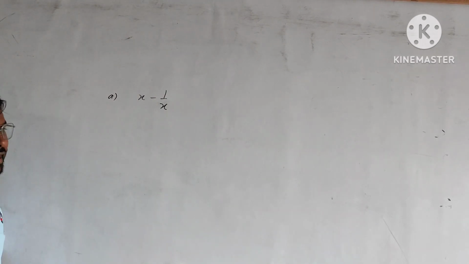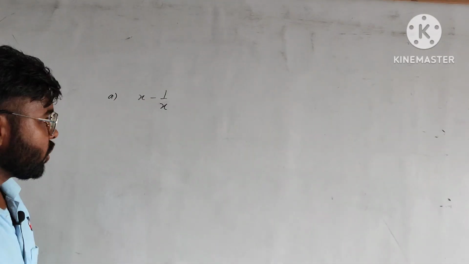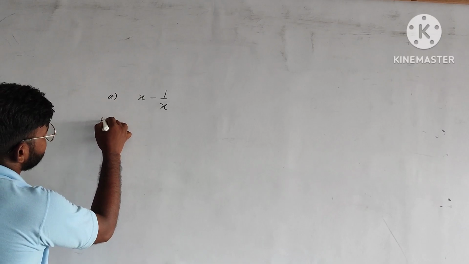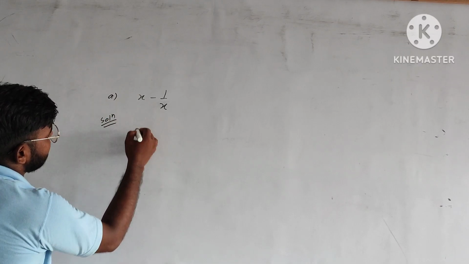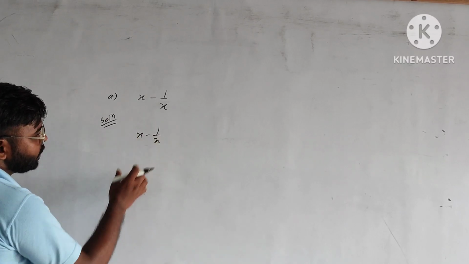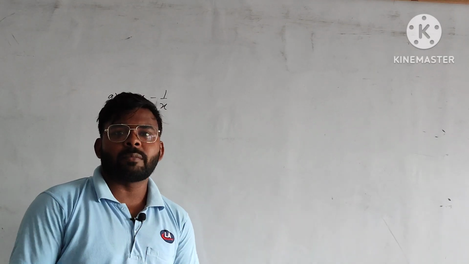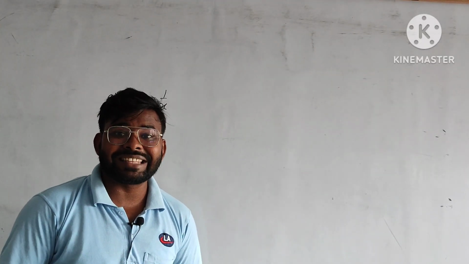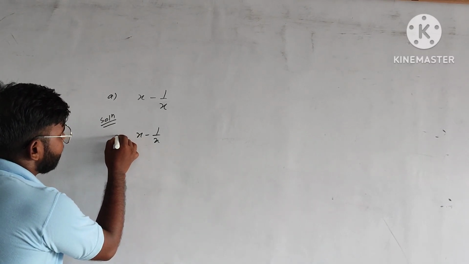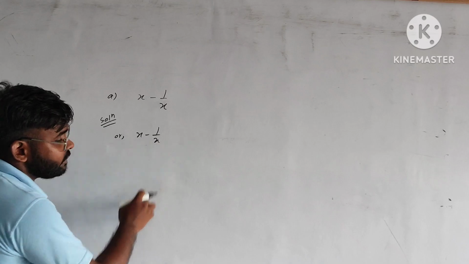We have a question like this, and suppose we are just going to factorize it. Now you can see here, first we write here solution, and now x minus 1 by x. Here in both terms we have to take the common. We have to see which one is common here, or what we can take common. Now if you see in this question, there is x, and in this term also there is the x.